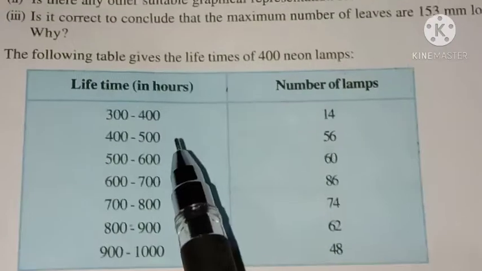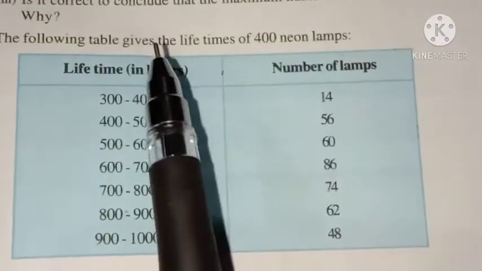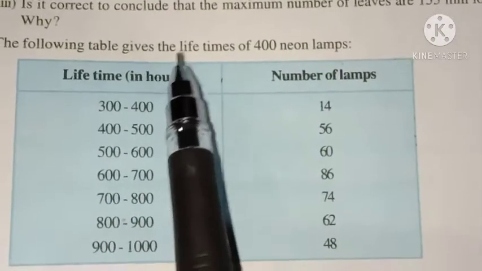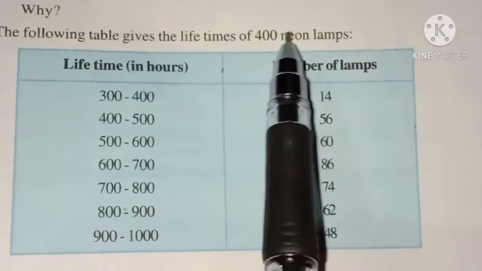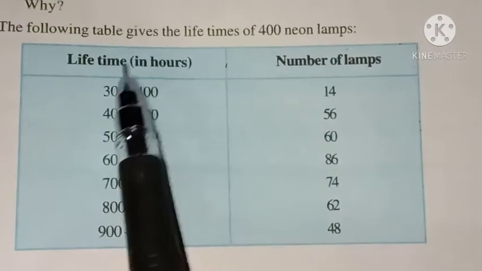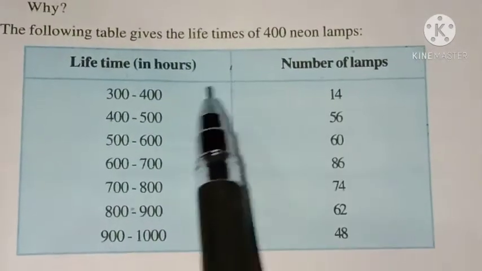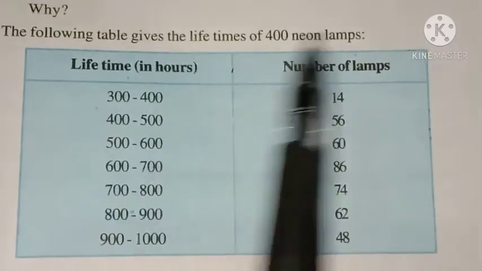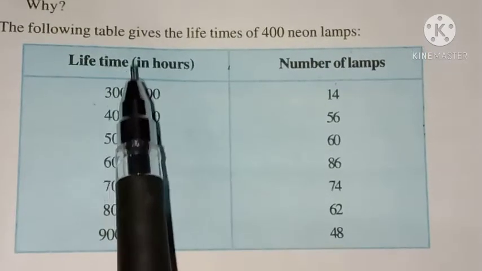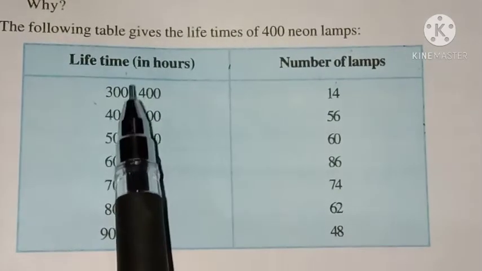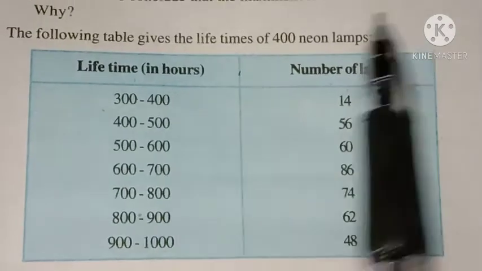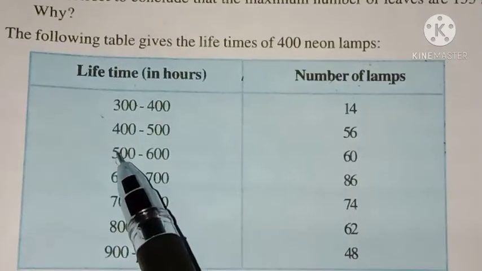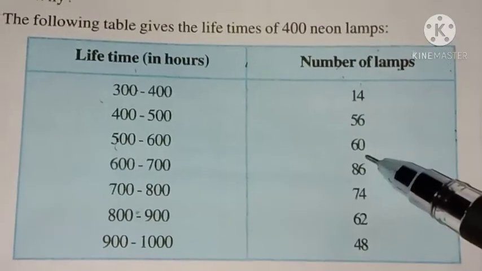See this question. It is exercise 14.3, question number 5. The following table gives the lifetimes of 400 neon lamps. Lifetime and number of lamps, 2 columns. That means the data carries 2 columns, lifetime and number of lamps. Lifetime is in the form of class intervals, and number of lamps is the frequency column. So this is the class interval and this is the frequency column.